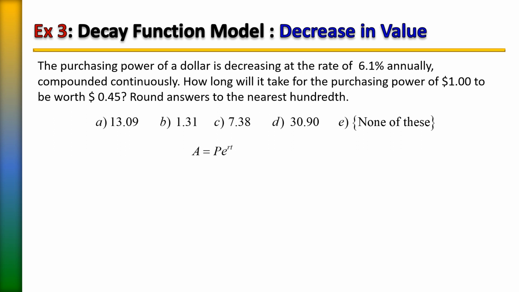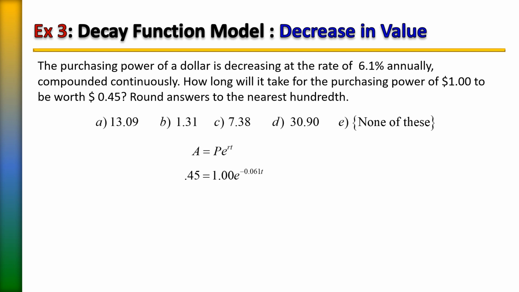And our rate, because this is decreasing, signifies a decay. So we need to make sure that when we turn 6.1% into a decimal by moving 2 places to the left, that's going to be 0.061. It needs to be negative because it is modeling decay or decrease. So we're going to plug in everything we know. There you have it. Now we don't know t. That's what we're going to find out, how long it is going to take.